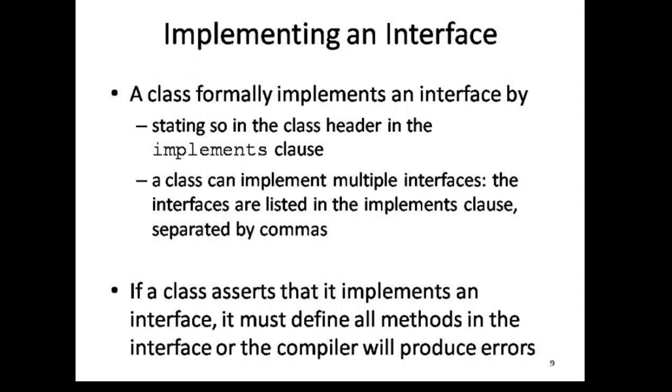If a class asserts that it implements an interface, it must define all methods in the interface or the compiler will produce errors. Whenever you make an interface and you declare certain methods that have to be contracted with by the implementing class, then you have to define the body of each and every method that is declared inside the interface. Otherwise the compiler will produce errors.